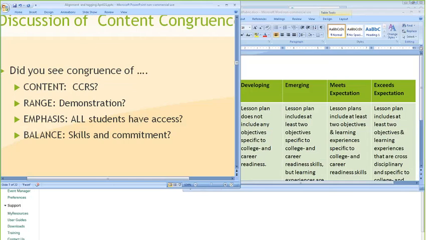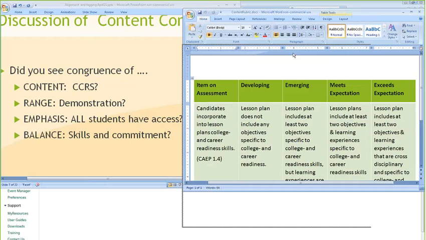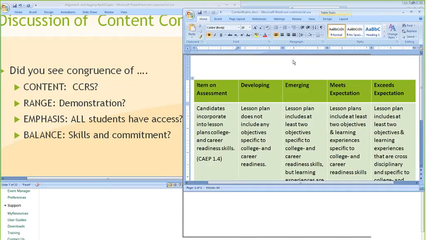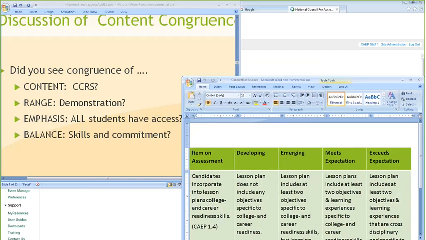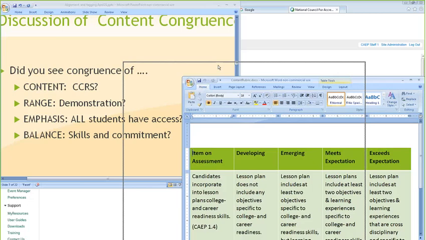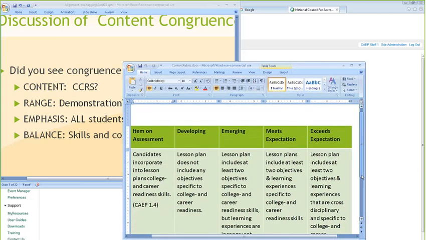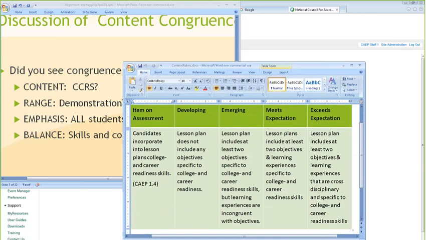So I'm going to ask a question to you here. As you look at this particular item, let's just look at developing, emerging, and meets the expectation. Do you see here an example where the content is congruent? And so here we go. I've made it fit a little better.